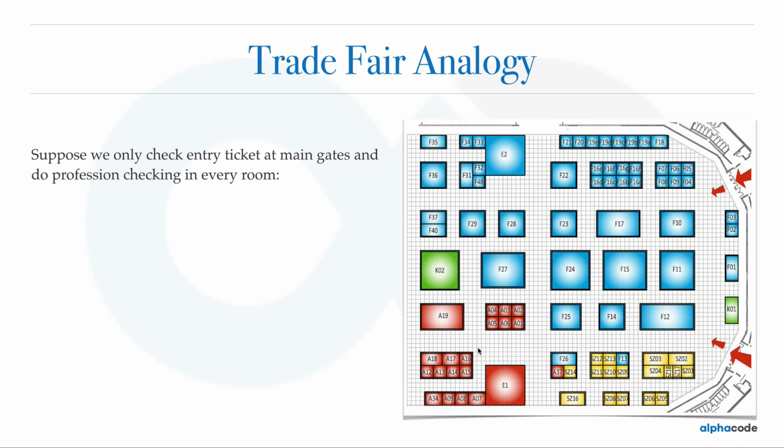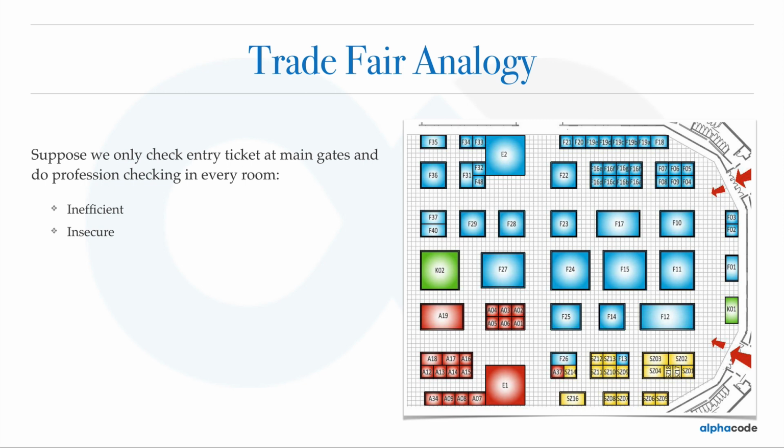So what is the problem with this approach? Well, this approach is very inefficient if you ask me, because if a person has already entered, suppose this room F11, and they verified that this person was a software engineer, whenever he tries to go to room F12, they will do the same checks again, and in F14 they'll do the same checks again.